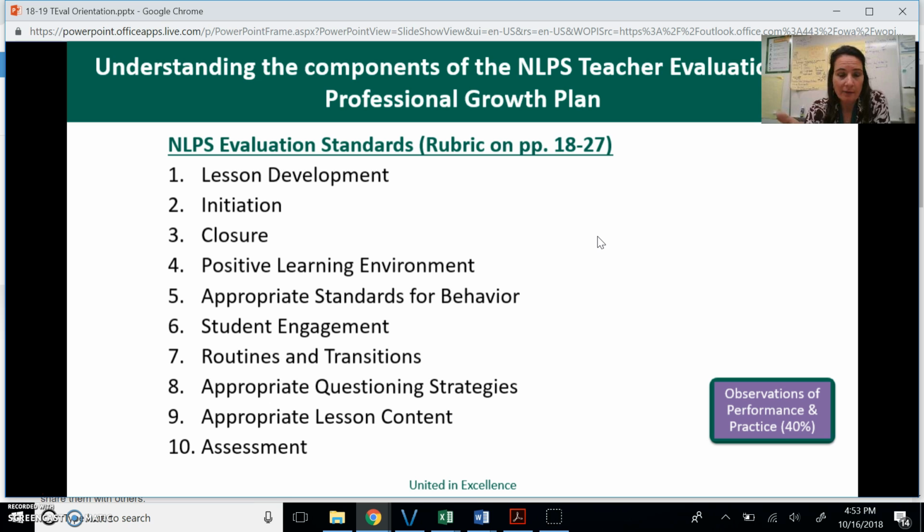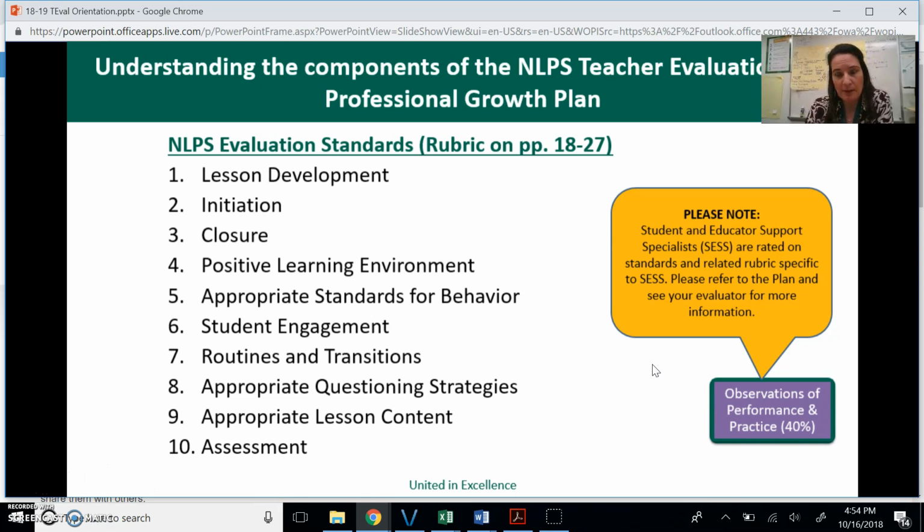We will rate everything that we can see while we're there, although we might not always see the 10 components, which include lesson development, initiation, closure, positive learning environment, appropriate standards for behavior, student engagement, routines and transitions, appropriate questioning strategies, appropriate lesson content, and assessment.